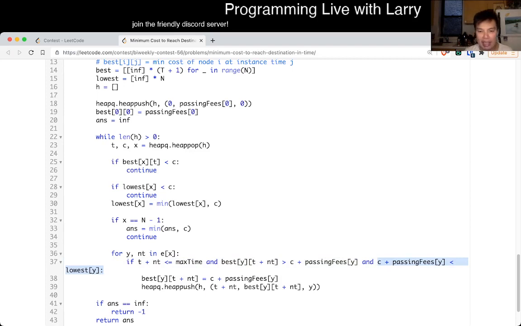Because if this gives us a higher cost, we know that the time is going to be a higher time, just because all the time is going forward. That's basically it. And that's basically the idea behind this problem. Basically, you're trying to prune all the things that are never going to give you the best answer. And that's basically what I did here.